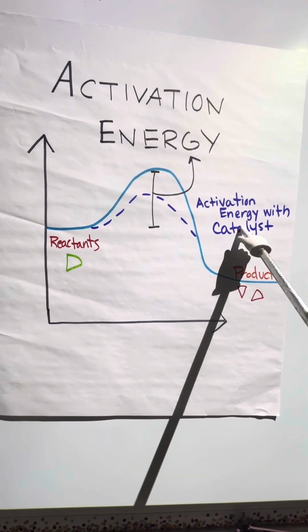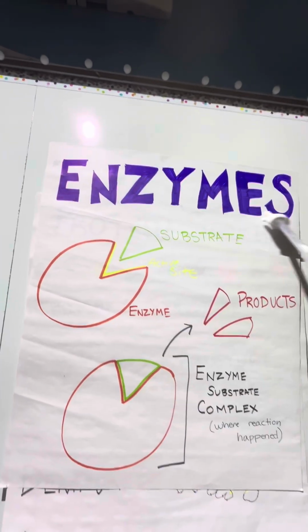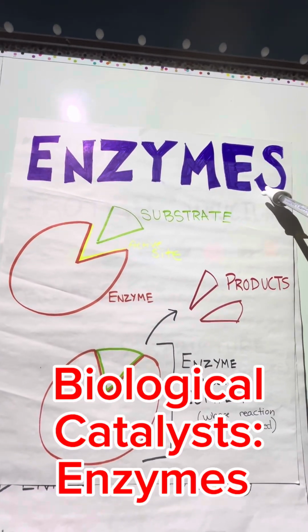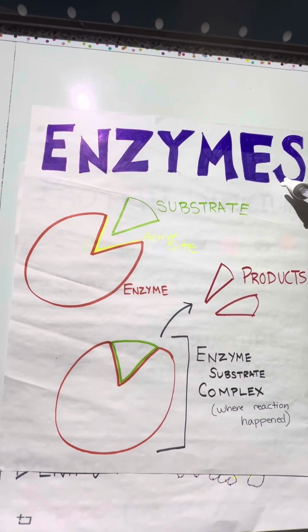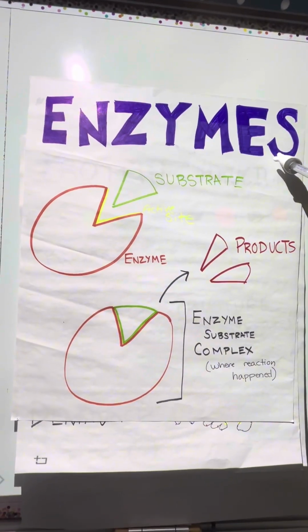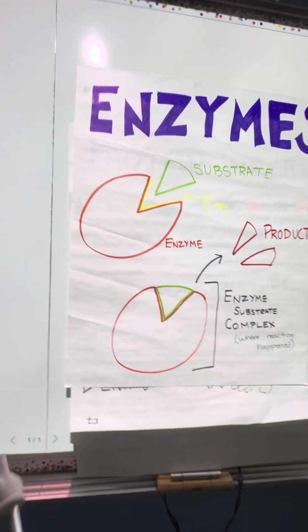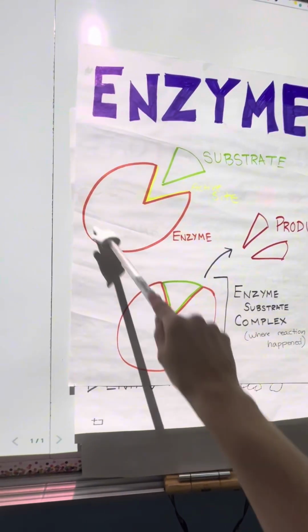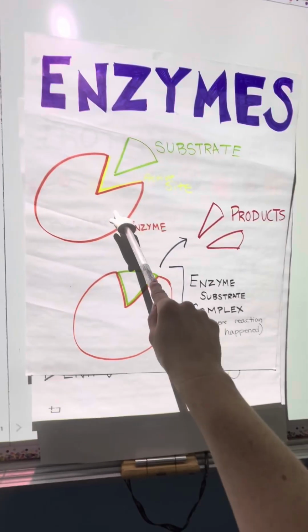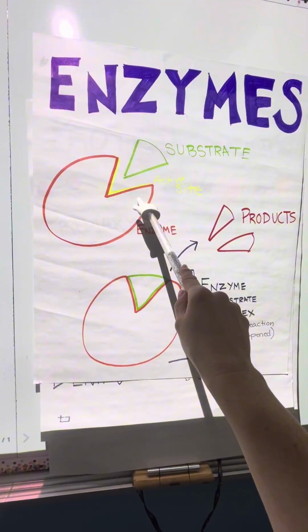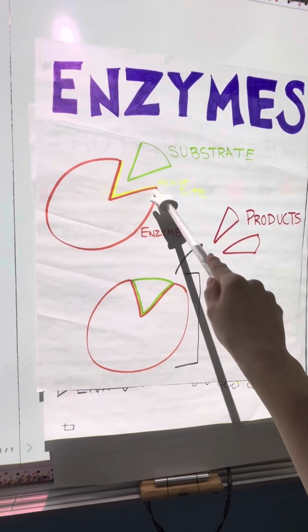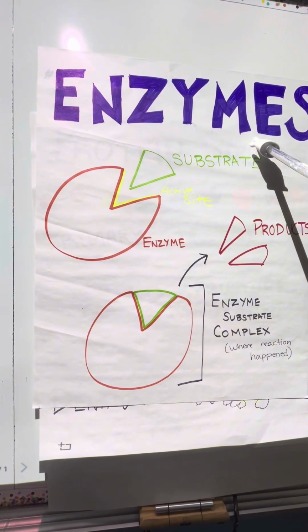And catalysts in living things, specifically in living things, are called enzymes. Enzymes are biological catalysts, and they're always made of proteins. So the enzyme in general has a certain shape. We'll talk about the shape in a little bit. The shape is important. And enzymes are proteins.